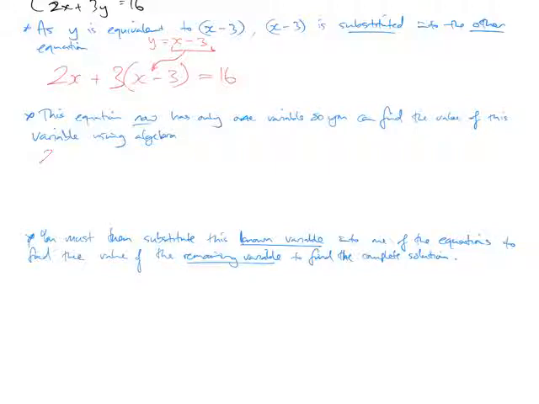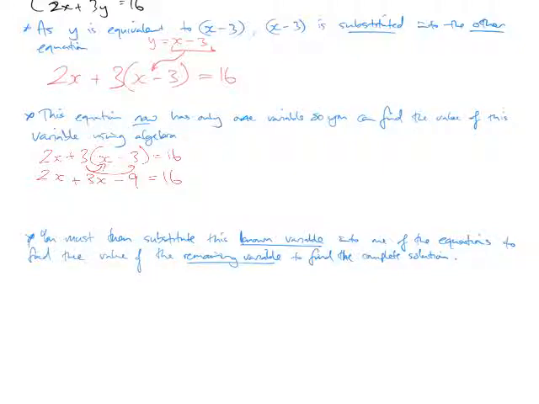So let's do that now. 2x plus 3, x take 3 is equal to 16. I have brackets here, so according to BEDMAS, I need to deal with those first. These brackets have a variable, a couple of terms inside the brackets, and a number on the outside, so I need to expand them. It's expanded by multiplying the number on the outside by the first, number on the outside by the second number. So 3 times by x is 3x. 3 times by negative 3 is negative 9, equals 16.